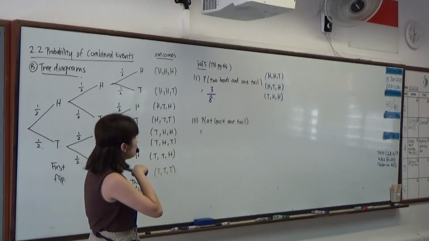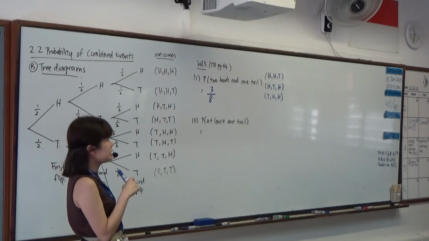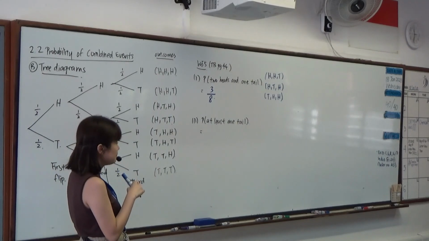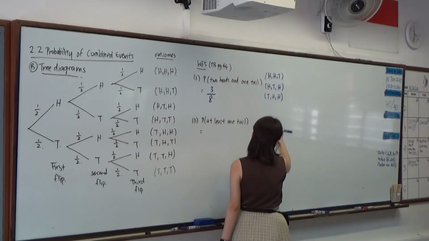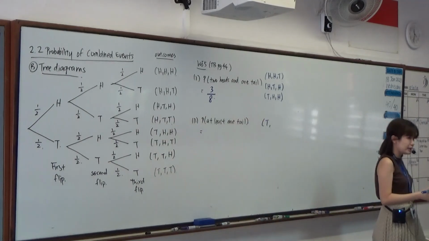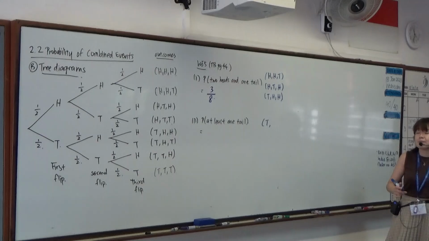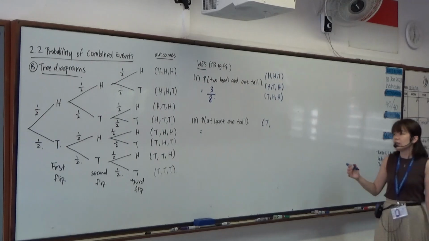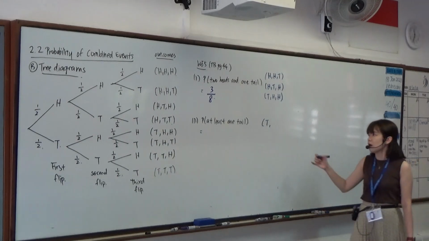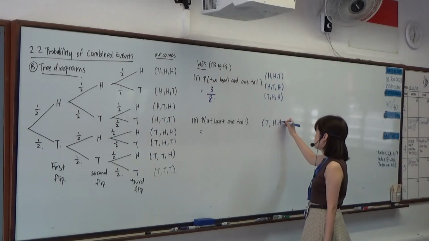Then in part 2, to find the probability of at least 1 tail, we think about what are the possible outcomes. Having at least 1 means that it can be 1, twice, or thrice, as long as it is not none of it. So if you really want to think about all the different combinations, you could.